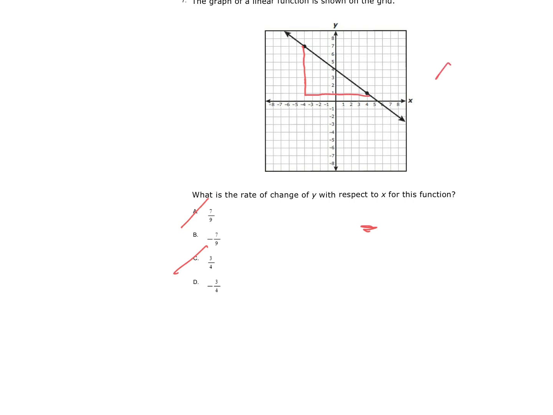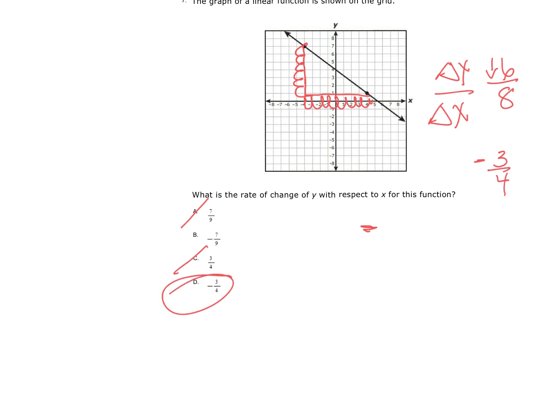Remember that slope is the change of y over the change of x. So we went down 1, 2, 3, 4, 5, 6. We went down 6. We went over 1, 2, 3, 4, 5, 6, 7, 8. Okay, and then we can simplify this to negative 3 over 4.